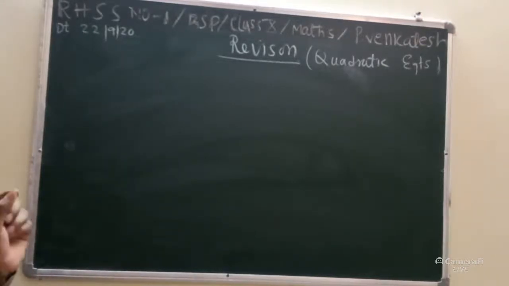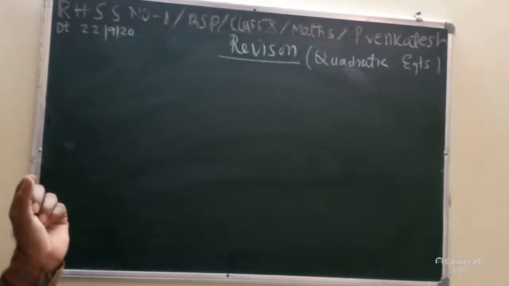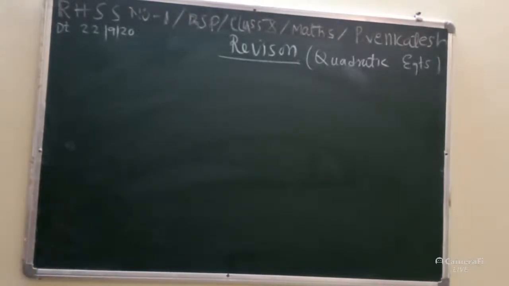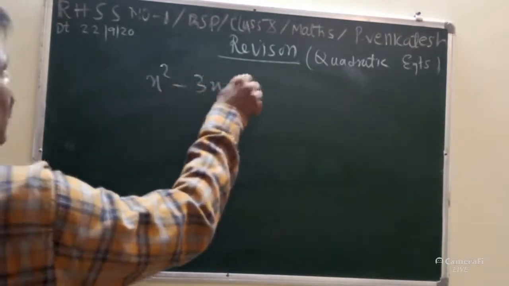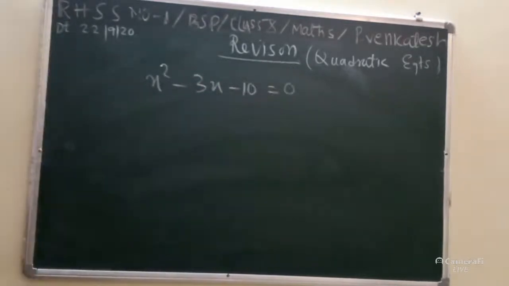Okay, because the method of completing the squares is deleted from your syllabus. So we'll do how to find the roots of the quadratic equation by factorization, by splitting, and then by formula method. See here, find the roots of x square minus 3x minus 10 equal to 0. This is a quadratic equation and you have to find the roots of this equation.